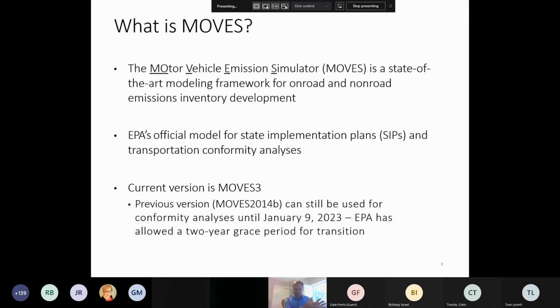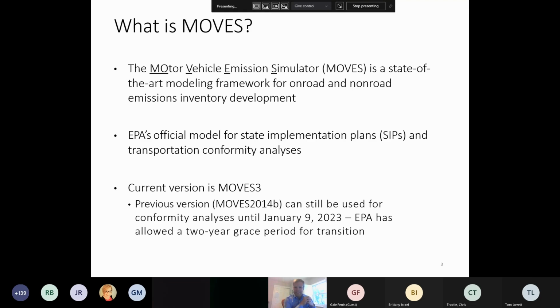The MOVES model is the official model for Clean Air Act purposes, namely state implementation plans and conformity. So a quick note on SIPs: state implementation plans are basically what states have to develop to show how they're going to attain ambient air quality standards. Conformity, transportation conformity at least, is showing that the transportation plan for that area conforms to the SIP. It does not prevent attainment of the SIP or delay attainment of the ambient air quality standard. So very basically, that's a basic SIP and conformity lesson.